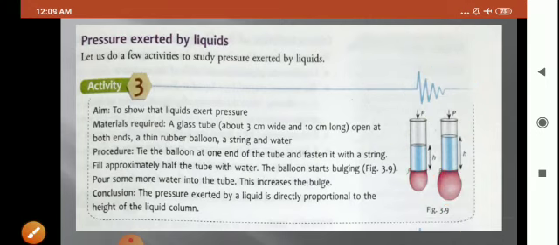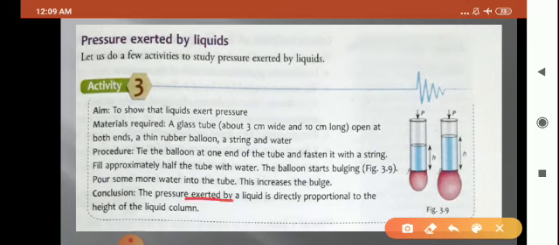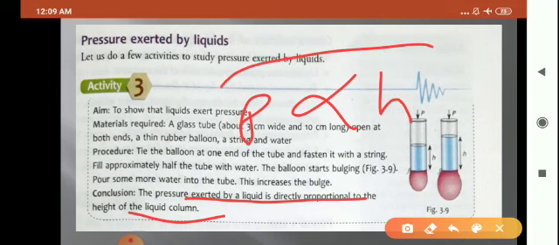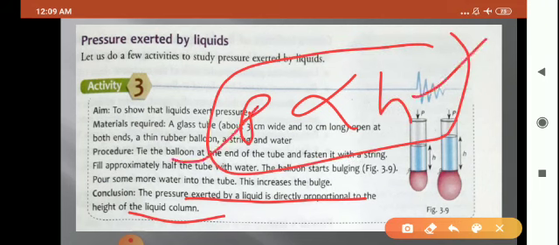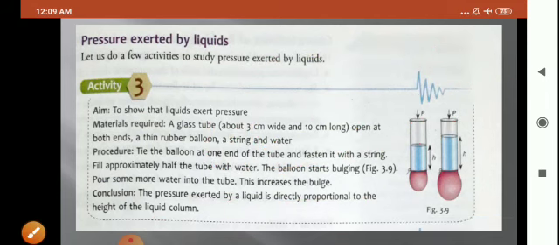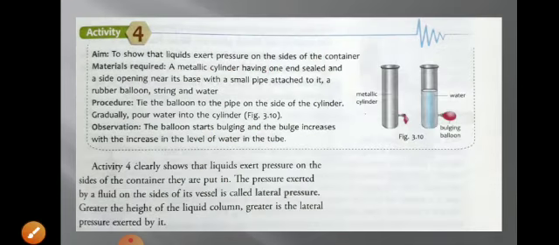Okay, so please remember this point, that the pressure exerted by a liquid is directly proportional to the height of the liquid column. More will be the height of the liquid column, more will be the pressure exerted by it. Less will be the height of the liquid column, less will be the pressure exerted by it. Okay children, now coming to next.